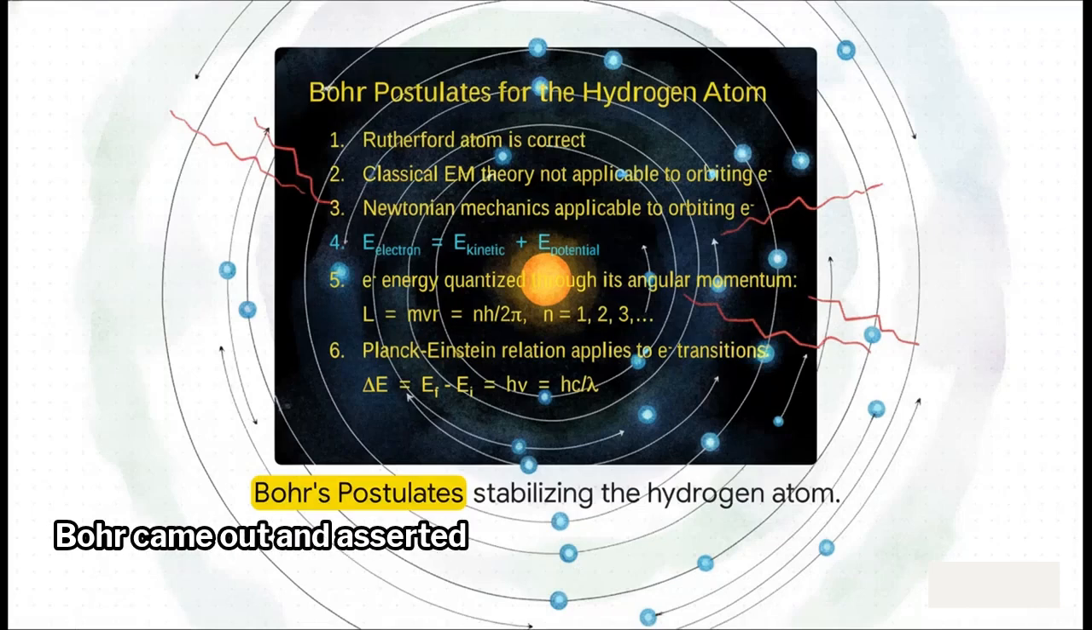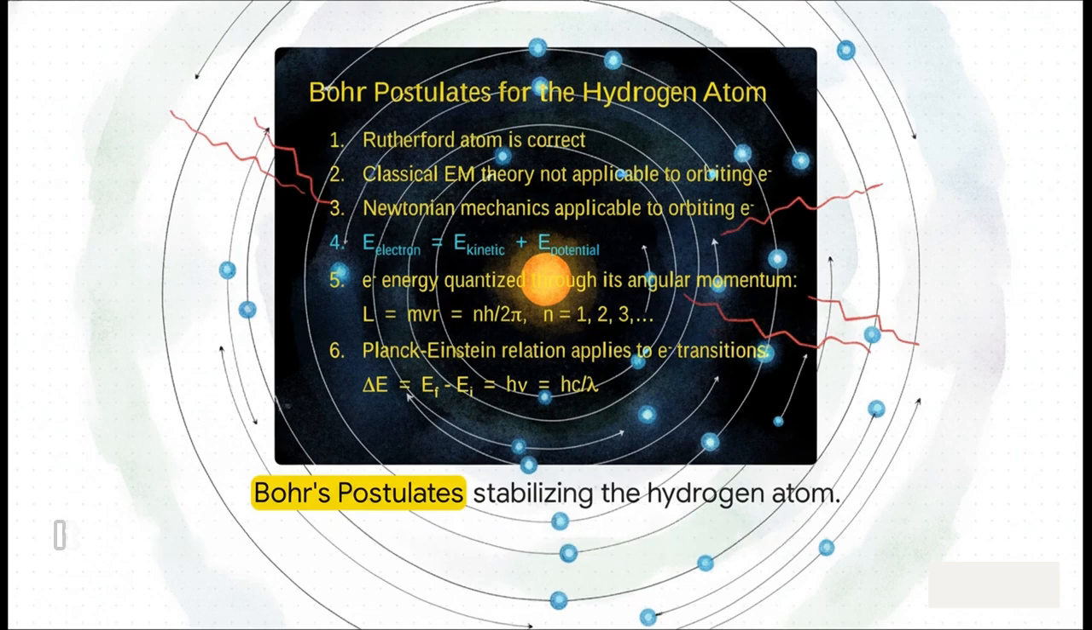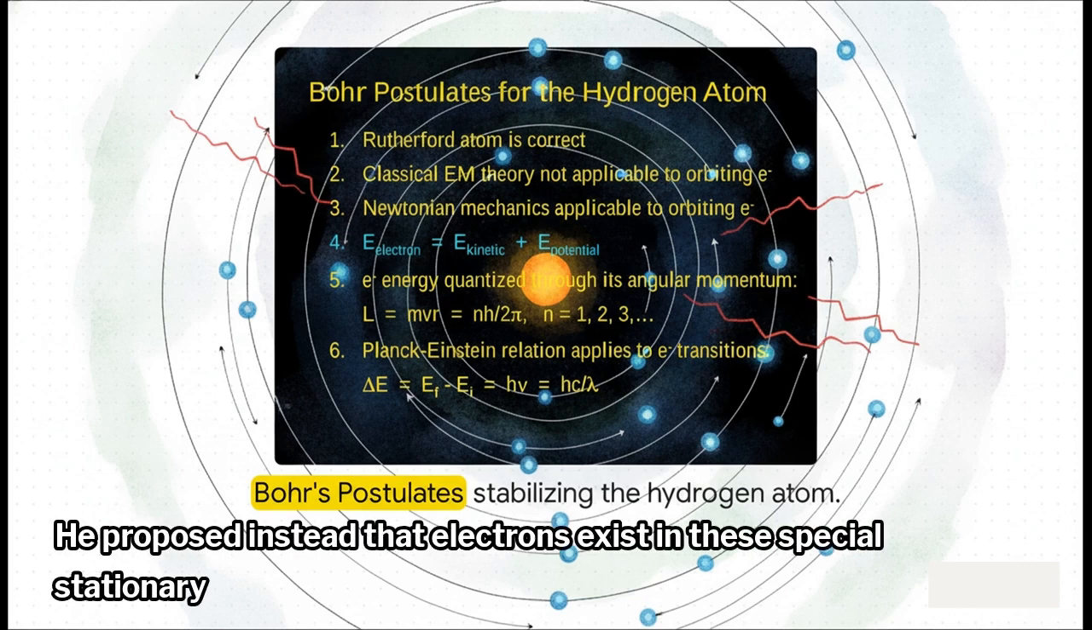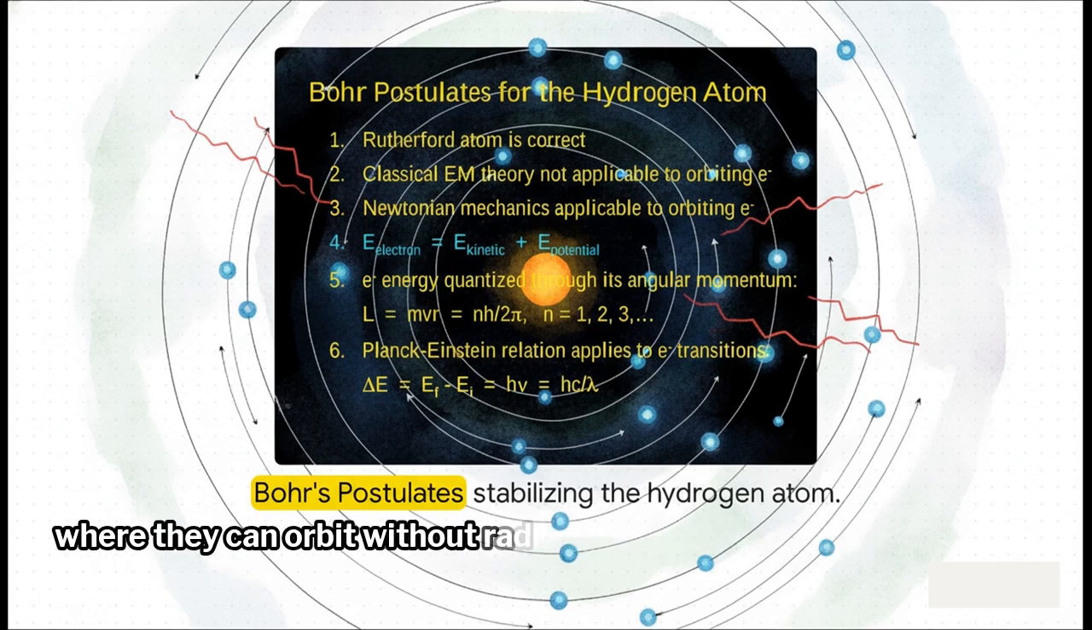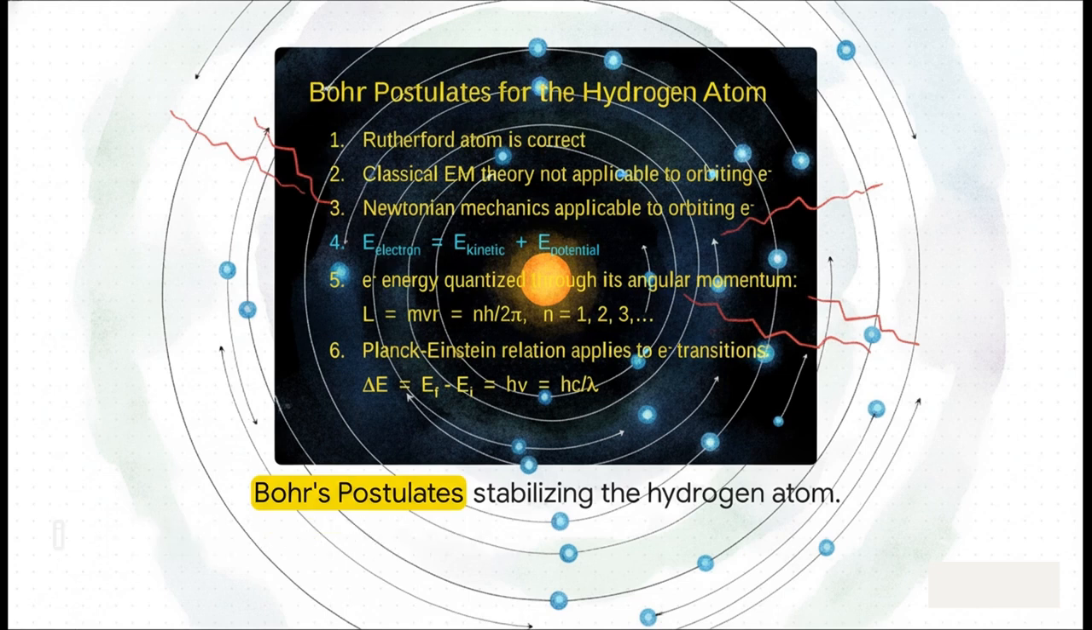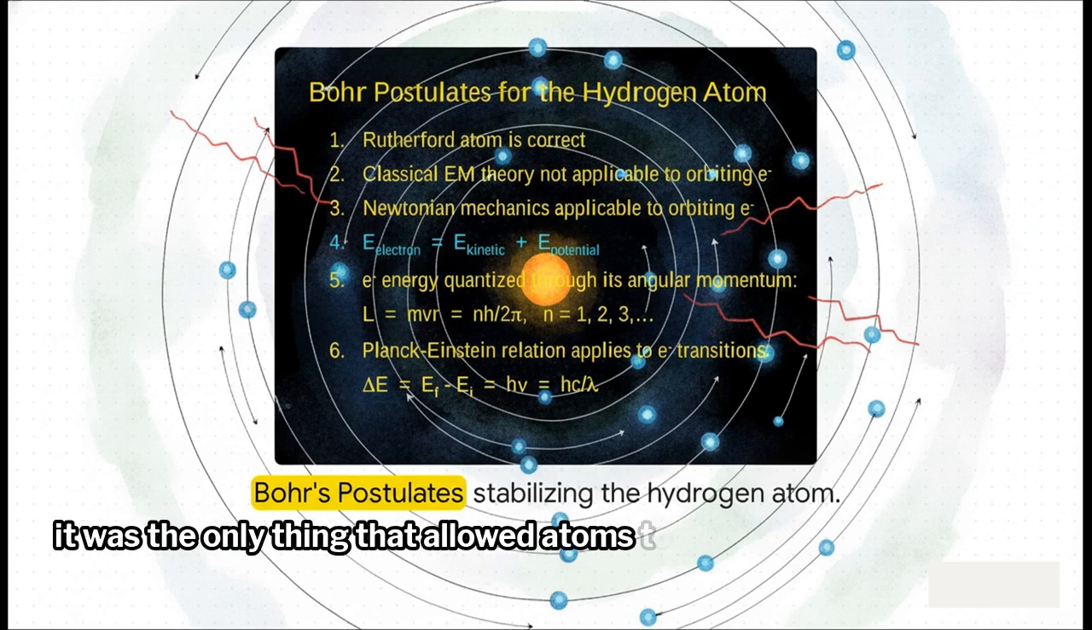Bohr came out and asserted a truly radical patch to reality. He basically said, hey, classical electromagnetism simply does not apply inside the atom. He proposed instead that electrons exist in these special stationary states where they can orbit without radiating any energy whatsoever. Now, this was a massive, unproven assumption that violated everything physicists knew at the time, but it was the only thing that allowed atoms to be stable.